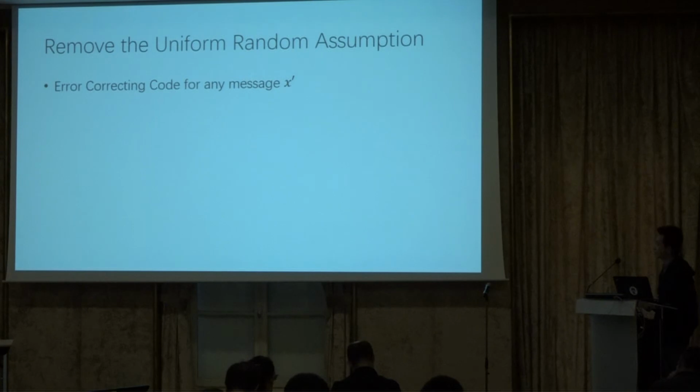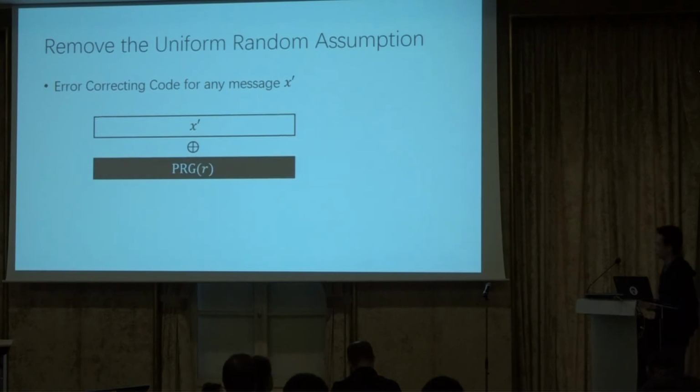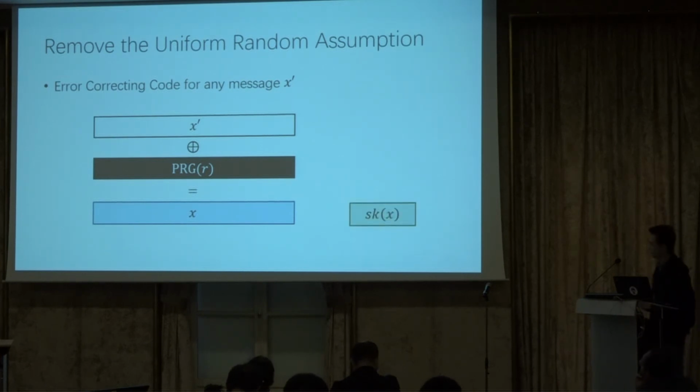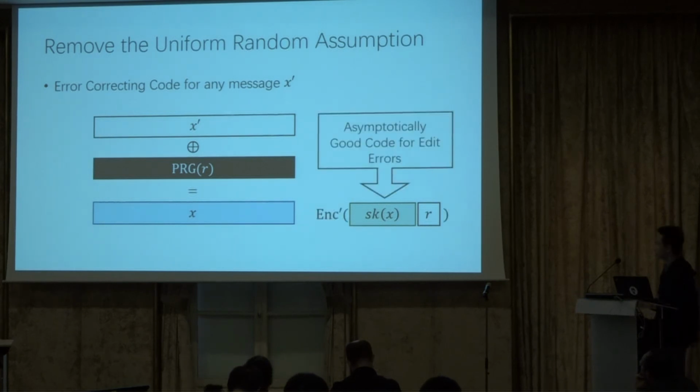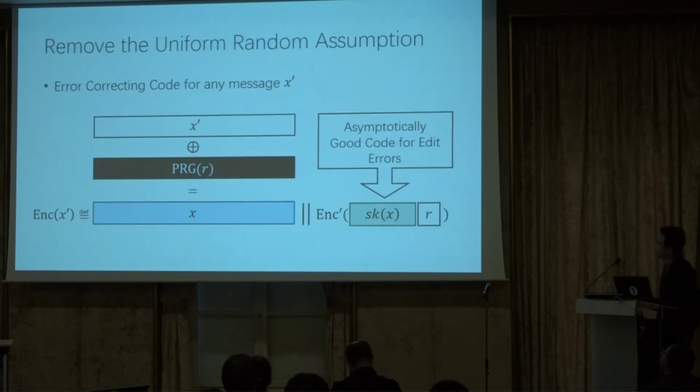But can we remove such a uniform random string assumption and construct an error correcting code for any message x prime? So the idea is, given the input message x prime, we first XOR it with a pseudo-random generator with seed R. Then we obtain a new string x. Then we use the document exchange protocol to compute a short sketch of x. Then we concatenate the sketch with the seed R. Then we encode this part using an asymptotically good code for edit errors. And we concatenate this part with the message x and define this new string as the encoding of x prime. So this is the construction of the error correcting code.